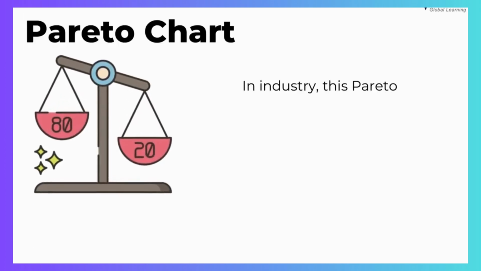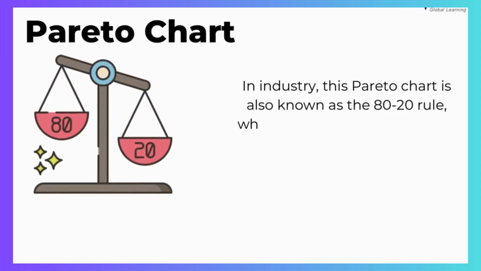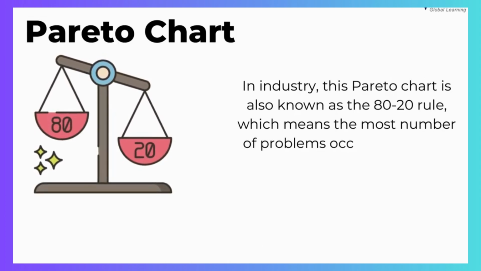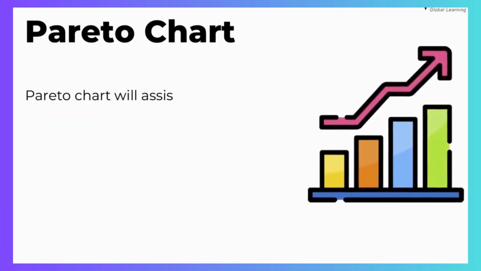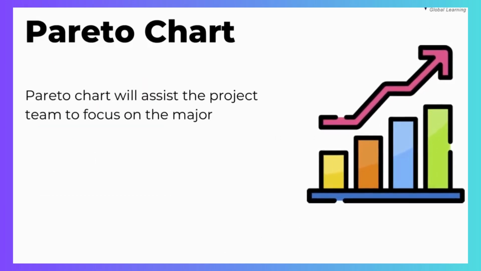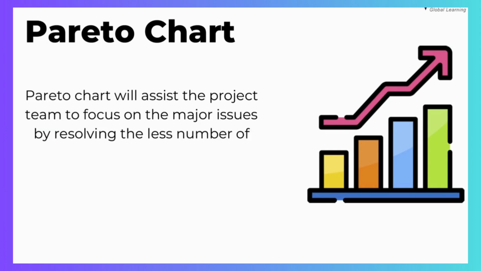In industry, this Pareto chart is also known as the 80-20 rule, which means the most number of problems occur due to fewer causes. Here, this Pareto chart will assist the project team in focusing on the major issues, by resolving the fewer number of causes, and this will impact the project.